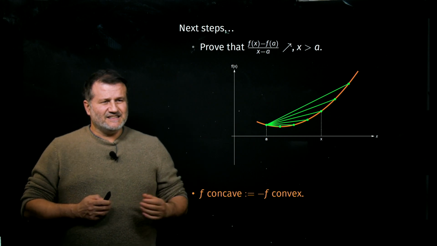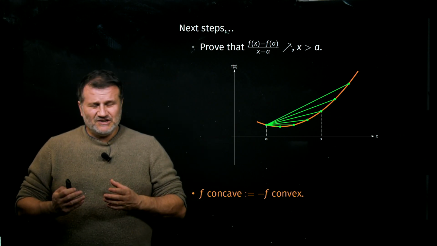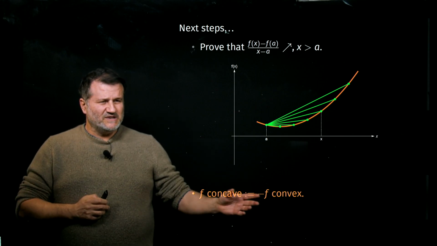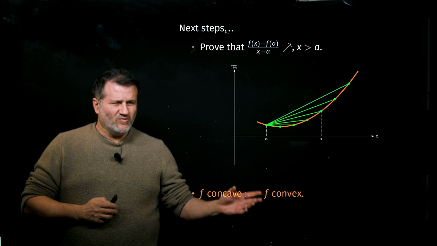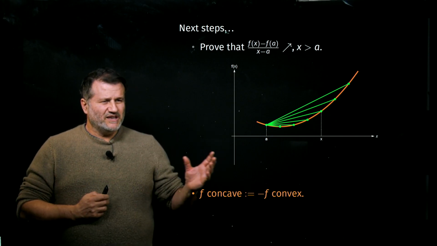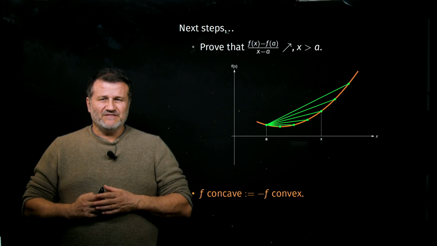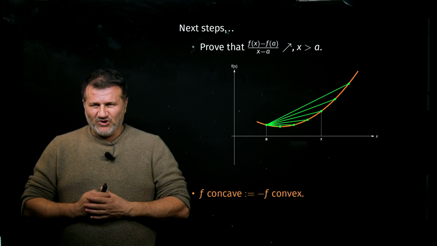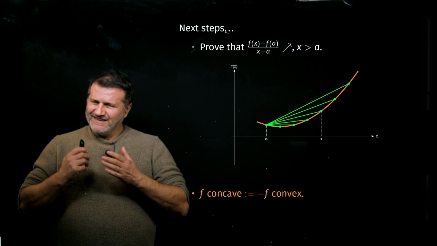Another fact is that the definition of concave function is when the concavity is pointing downward. So we say that f is concave when minus f is convex. So a good thing to do is to review all the results we have seen for convex functions and to see what they imply for concave functions. Good job.